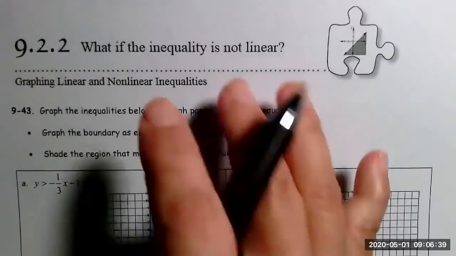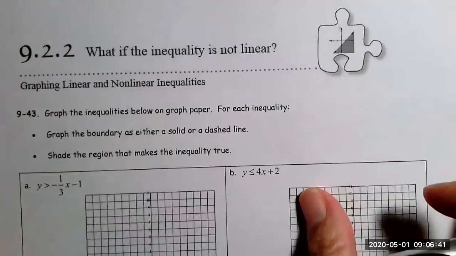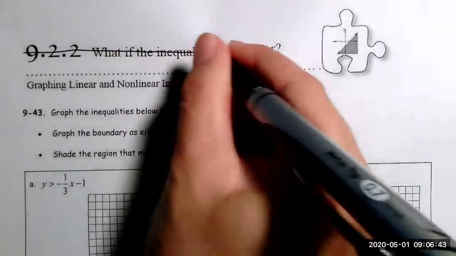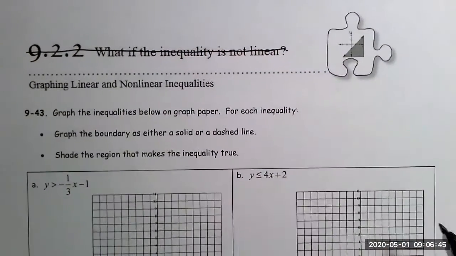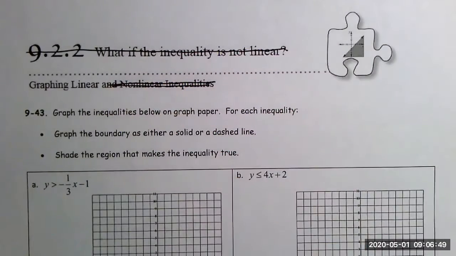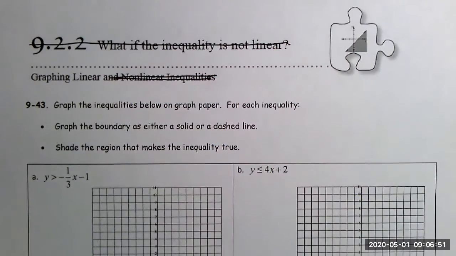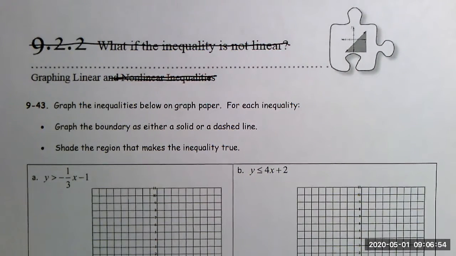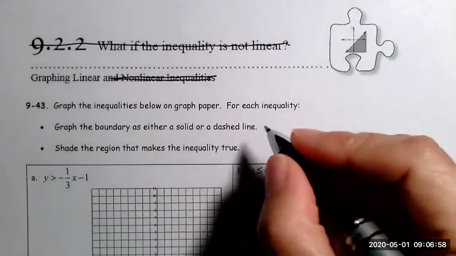Our key for today, in fact, I'm going to cross this out. We're still going to look at linear, so no, we're not going to take a look at nonlinear quite yet. It's done the same way. You just graph it and then shade either side. But let's make sure we're solid on this. These are the two things we need to make sure we do.